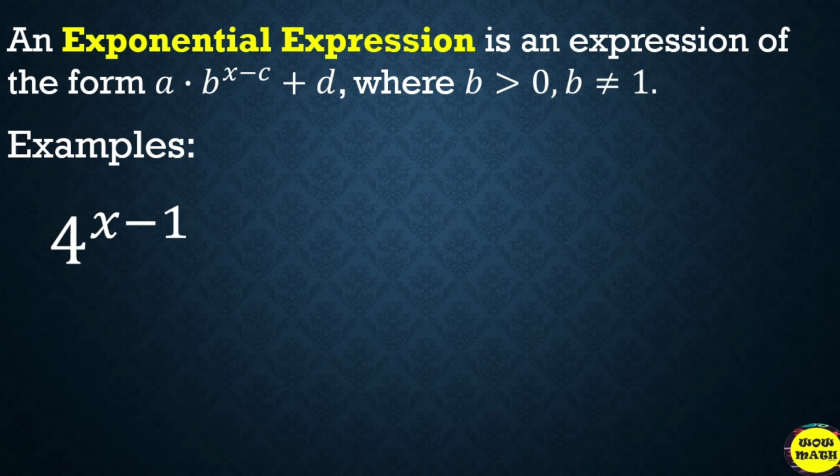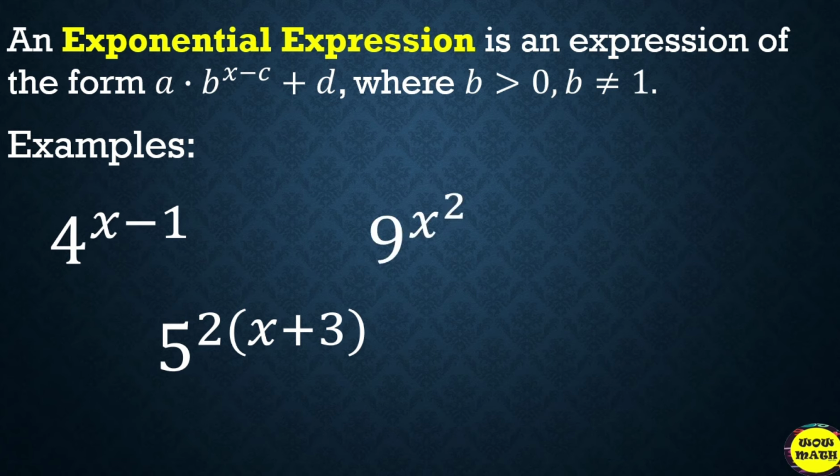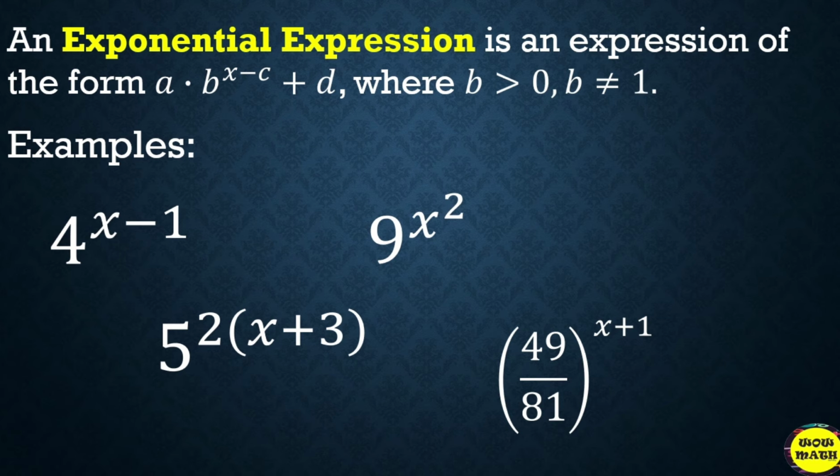So 4 raised to x minus 1, 5 raised to 2 times the quantity of x plus 3, 9x squared, 49 over 81 raised to x plus 1, and 169 raised to 8x. So those are some of the examples of exponential expression.